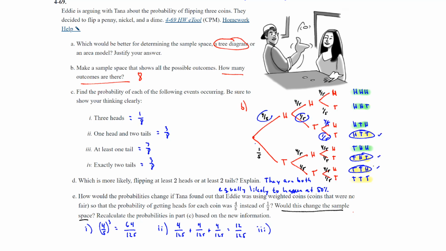Number 3, at least 1 tail. So that was 7 out of 8, at least 1 tail. So we're going to have to calculate all 7 of those and then add them up and see what we get.